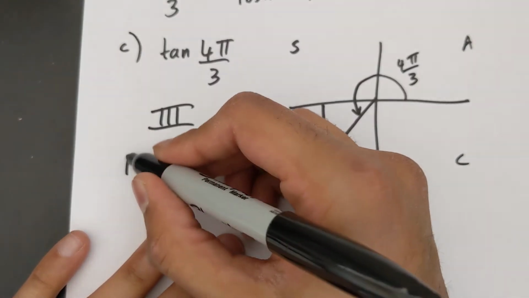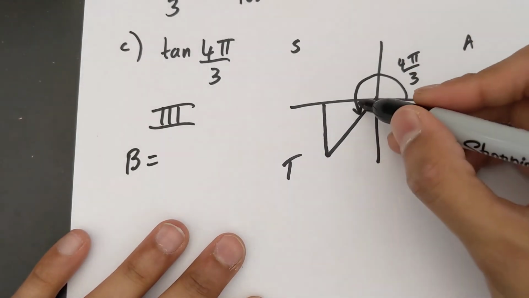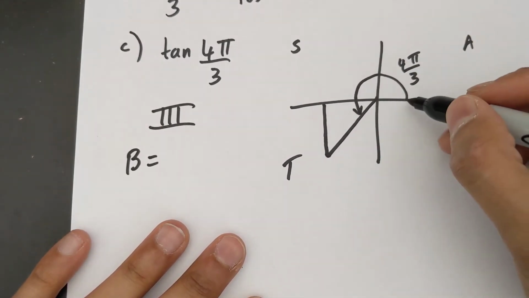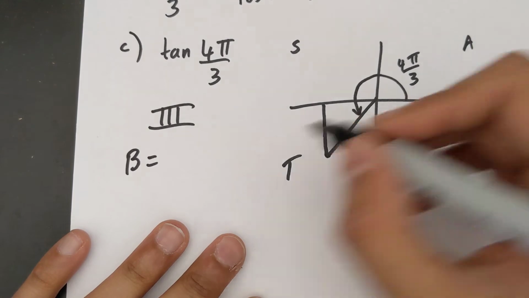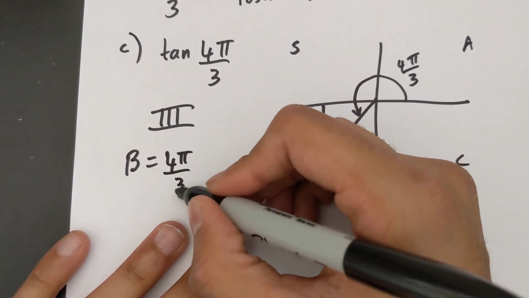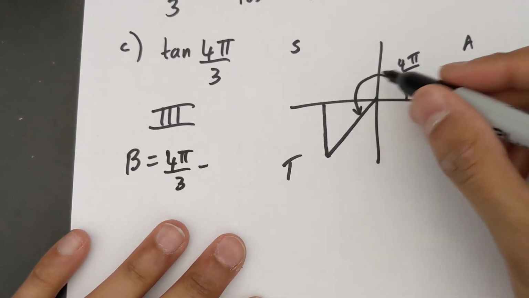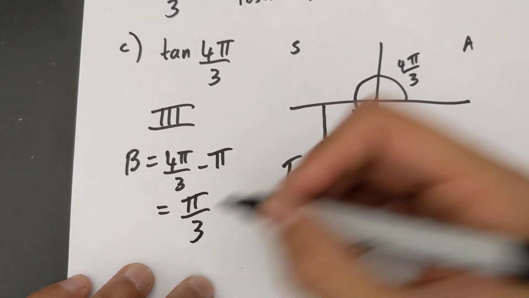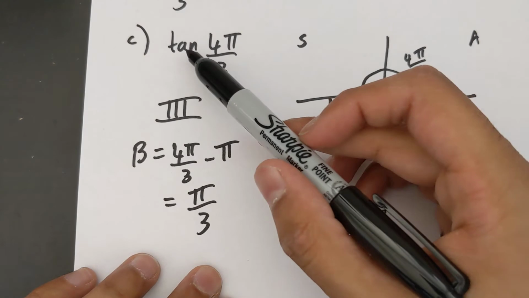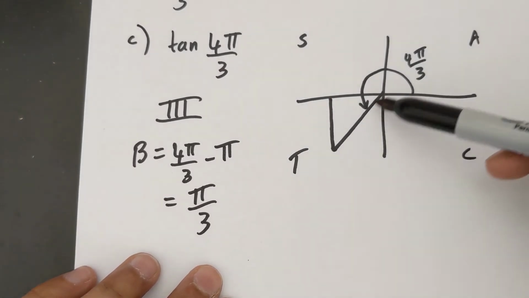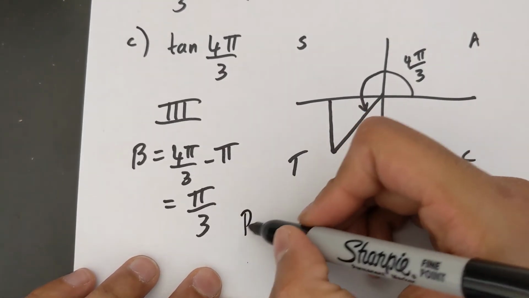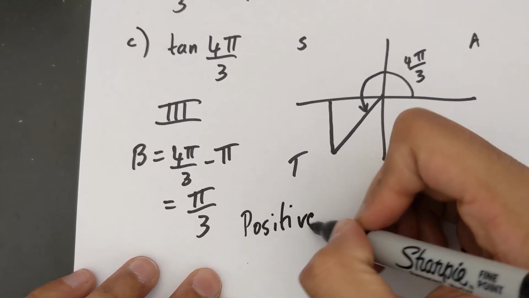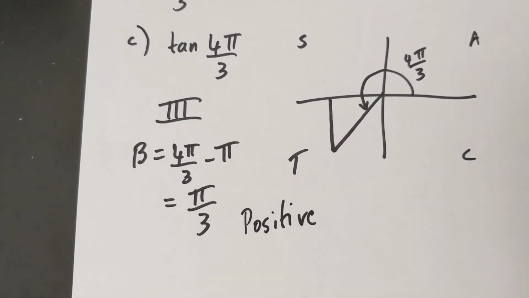The related acute angle beta. So if I want to get this small angle here, I know that it's the whole big angle, which is 4 pi over 3, minus this angle here, which is just pi. So my related acute angle is pi over 3. And this one is a tan equation. T is positive in this quadrant. So again, I have positive. Let's try the next 3 questions.